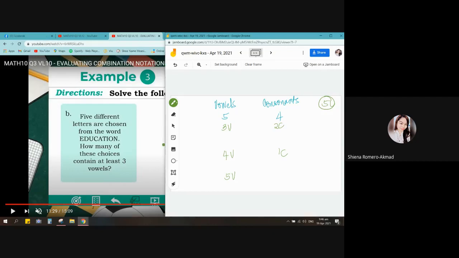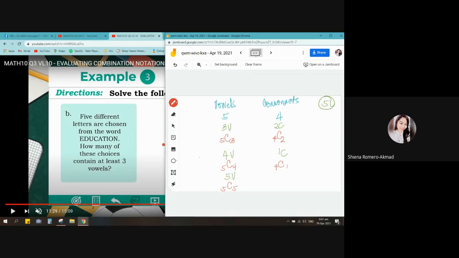Do we have 5 vowels? Yes, we reach that number of vowels. So, how do we represent this? We have combination of 5 taken 3. This is combination of 5 taken 4. This is combination of 5 taken 5. This one is combination of 4 taken 2. Combination of 4 taken 1.